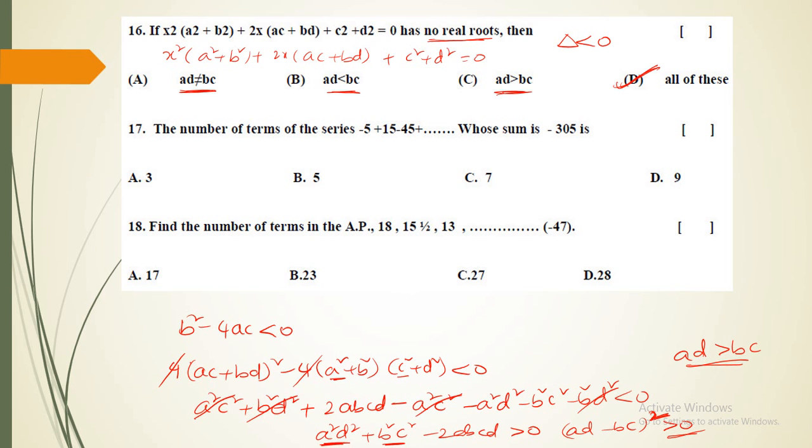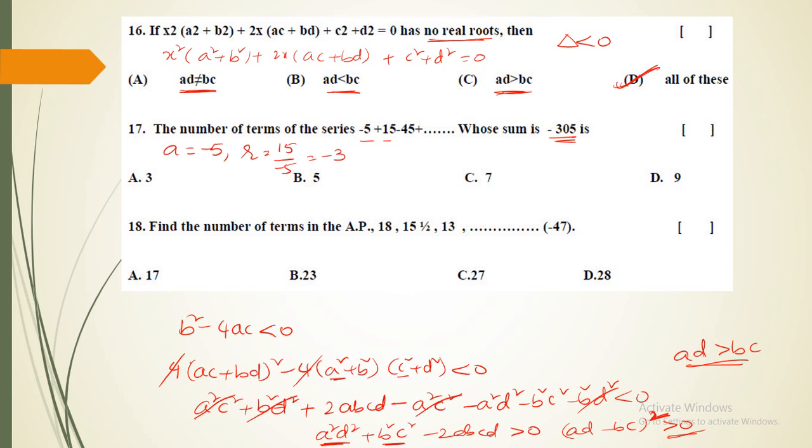Right. Next, the number of terms in the series minus 5 plus 15 minus 45 and so on. So which type of series is it? 5 threes are 15, and 15 threes are 45. Now if you observe clearly, this is nothing but a geometric progression, because it is increasing 3 times. Now what is the first term? The first term is minus 5. What is the common ratio? The common ratio is 15 by minus 5, which is minus 3. Now whose sum is minus 305.